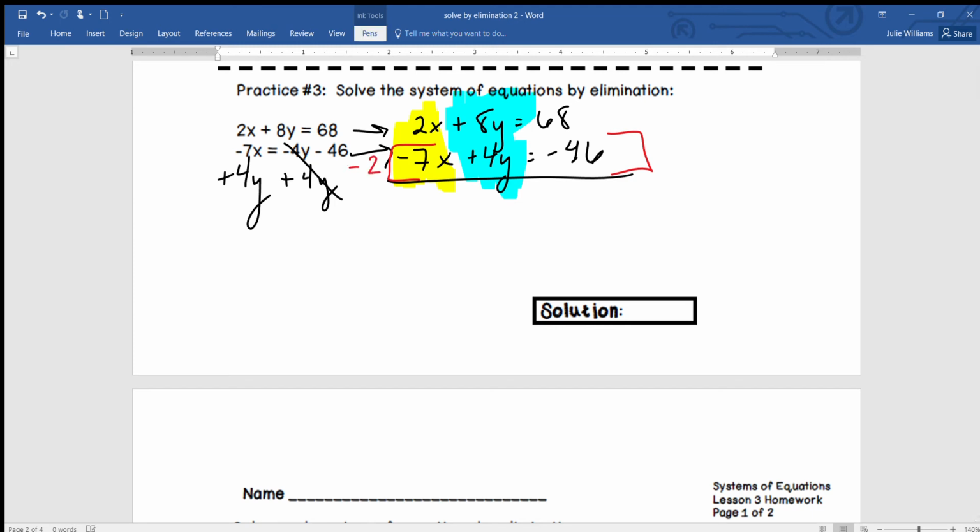Okay, so I'm going to rewrite the top one again. 2x plus 8y equals 68. That's a y. And then I'm going to rewrite this one in red, showing the multiplication. So 14x minus 8y, that's what we wanted. And then negative 2 times negative 46 is 96, right?